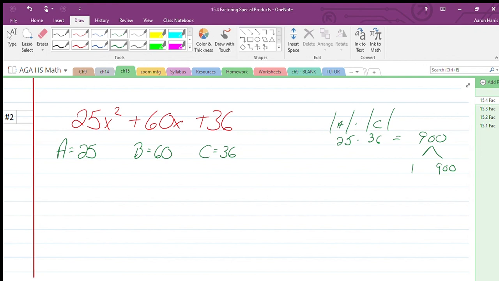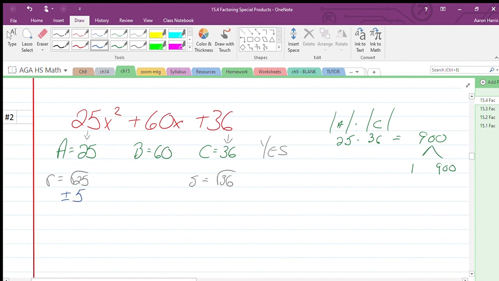So what you should do is ask: is A a perfect square and is C a perfect square? Yes. If that is true, then we can go into our shortcut. R is equal to the square root of 25. S is equal to what? Square root of 36. So R is plus or minus 5. S is plus or minus 6.